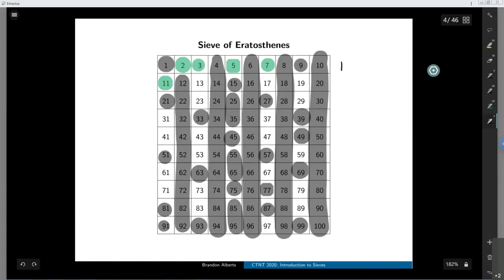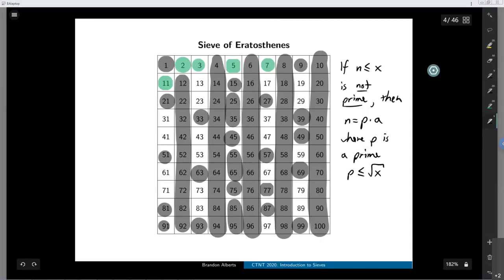And so this is because if n is smaller than x, and n is not prime, then n is equal to a product of a prime number times something else. So it's composite. It's got at least one prime factor p, where p is a prime number that's no bigger than the square root of x. So if you take any composite number and look at the smallest prime number dividing it, that can't be larger than the square root of x. Because otherwise, you would have a product of two numbers that were bigger than the square root of x. Their product has to be bigger than x itself.